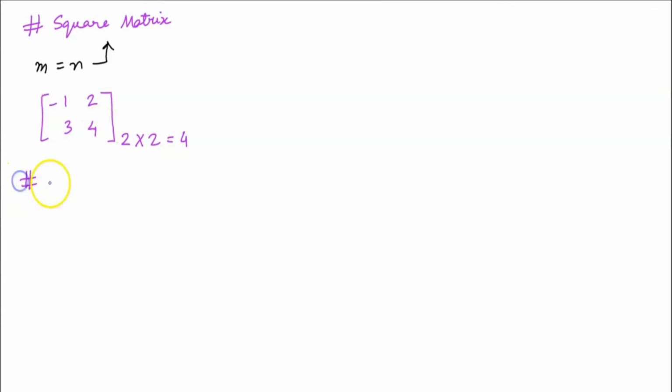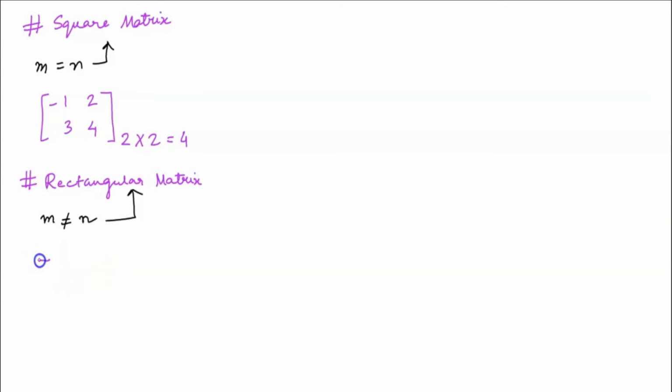Now we will be covering the rectangular matrix. The concept of a rectangular matrix is nothing but the opposite of a square matrix, where the number of rows is not equal to the number of columns. In simple language, a matrix in which the number of rows is not equal to the number of columns is called a rectangular matrix.